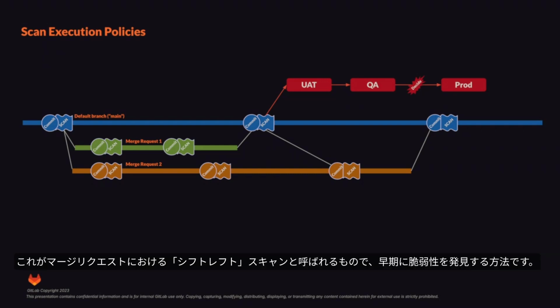So scanning, this is what we call shift left. Scanning in the merge request is the way of finding those vulnerabilities early.